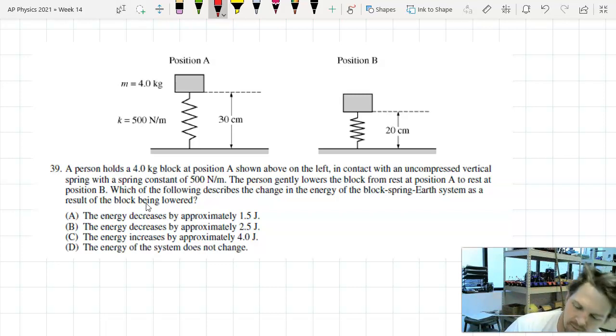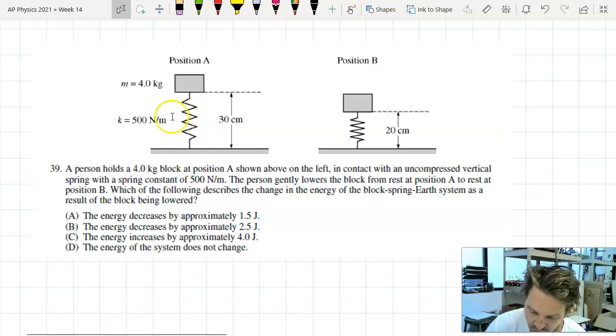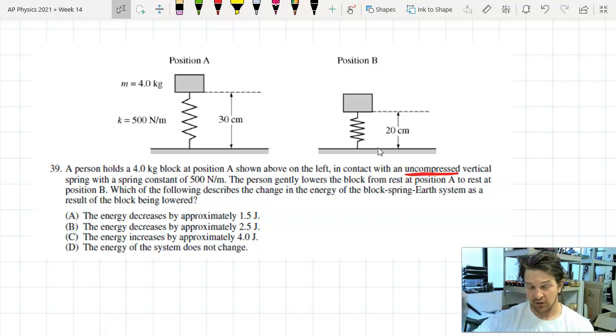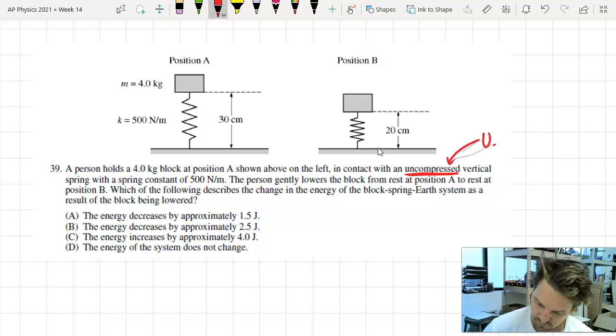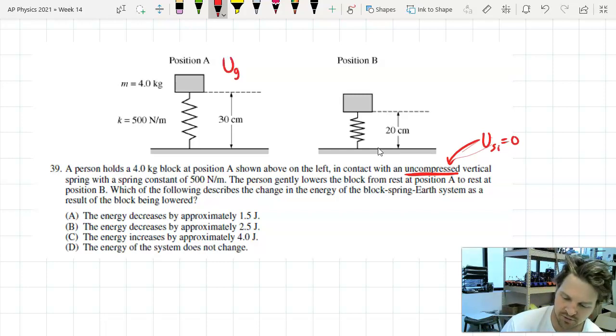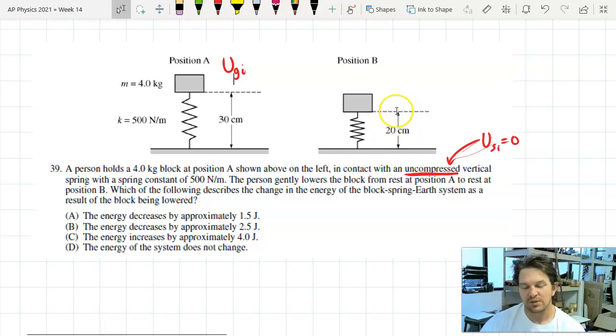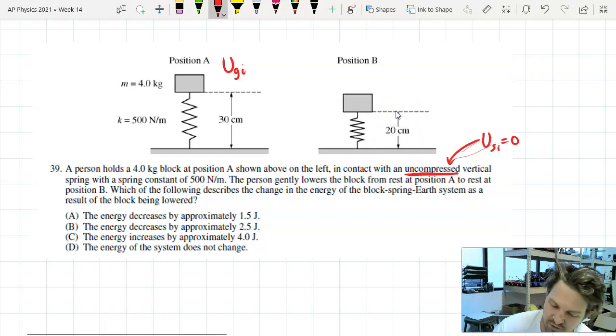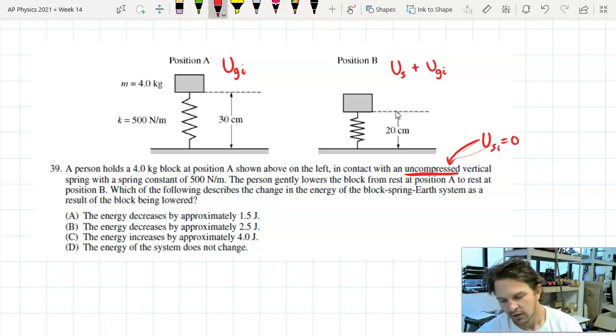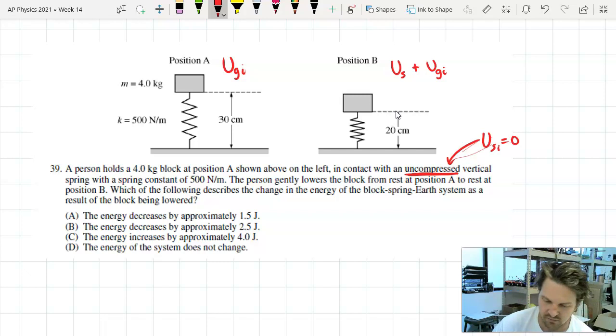At position A, the spring isn't stretched out at all. It's uncompressed. So there's 0 spring energy. And so all there is here is gravitational potential energy. At position B, we've compressed the spring a little bit. And so at position B, now there's some spring energy, and there's this new gravitational potential energy. So we just got to figure out these things. Gravitational potential energy, it's 30 centimeters, so that's mgy.